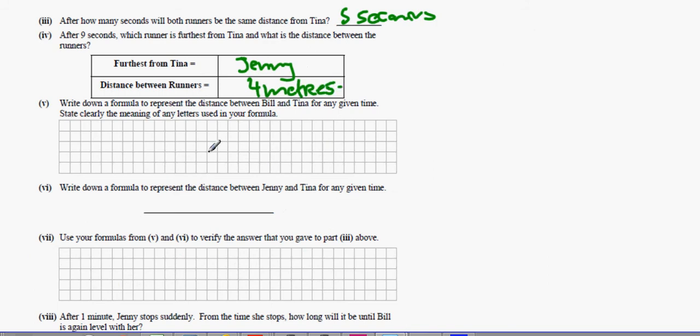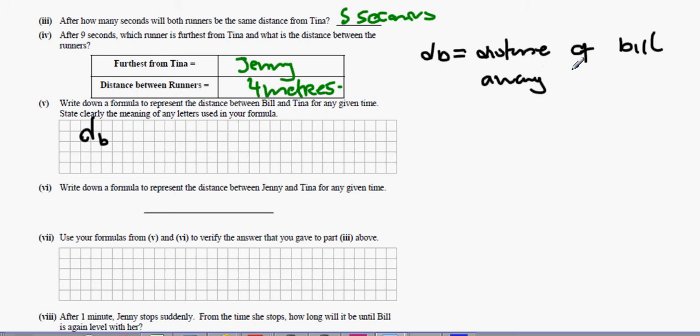Write down the formulas to represent the distance between Bill and Tina for any given time. State clearly the meaning of any letters used in the formula. Now, we call it Bill's distance, so we'll call it a small d, or dB. So dB equals distance of Bill away from Tina.